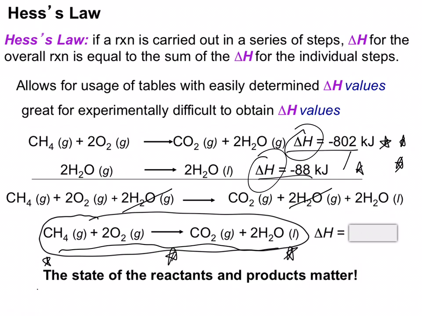Okay, so I add these two together, and that's going to give me 890 kilojoules for my delta H. So with Hess's law, as long as our thermochemical equations, our individual pieces, can sum to the overall equation that we're looking for, we will be able to utilize this approach to solve for the enthalpy value of a specific process. So if I didn't have this information in a table, I could use these two to solve for it.